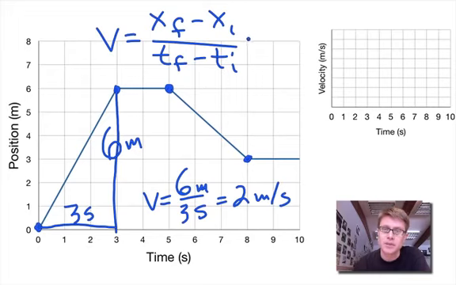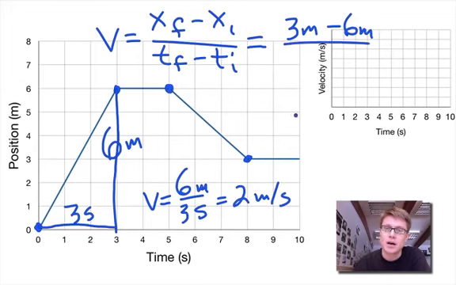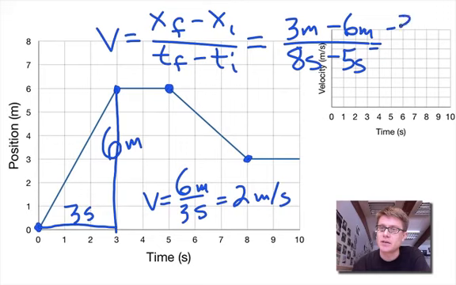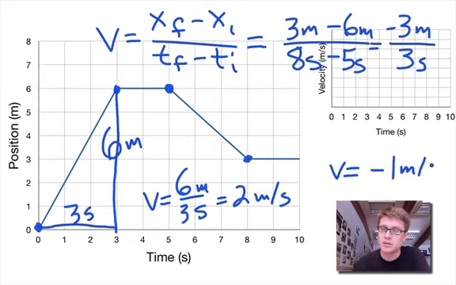Well, if we look down here, the final position is 3 meters. The initial position is 6 meters. The final time is 8 seconds, right here. And the initial time is 5 seconds. And so this should be -3 meters divided by, well, 8 minus 5 is 3 seconds. And so during this period of time, the velocity of the man is -1 meters per second.